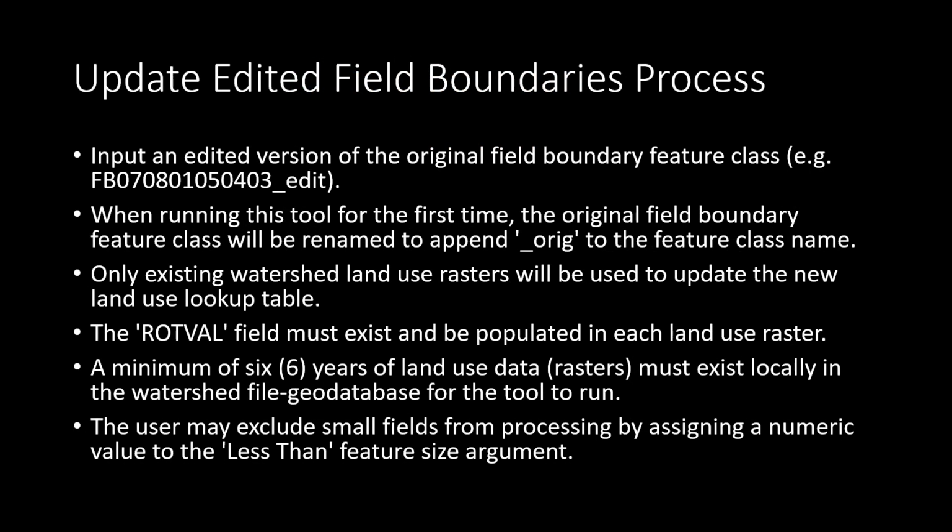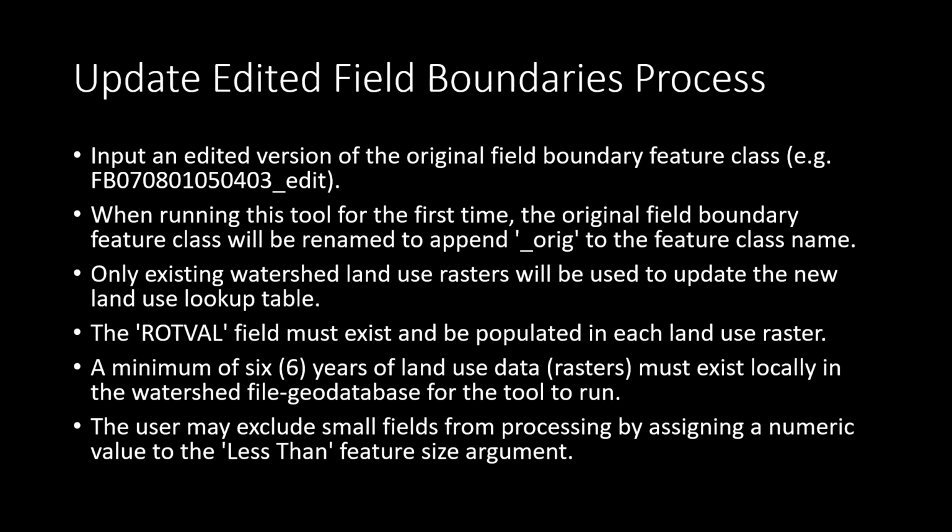The process begins by the user inputting an edited version of the original field boundary feature class. The user must make a copy of the original field boundary feature class for editing purposes. The original feature class is an invalid input to this tool. Alternatively, the user could use a completely different field boundary feature class that is not a copy of the original. If so, this feature class must be named using the same structure as noted in the slide. When running the tool for the first time, the original field boundary feature class will be renamed to append _ORIG to the feature class name.